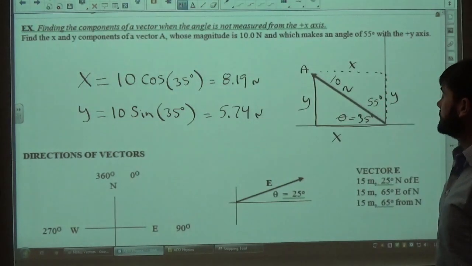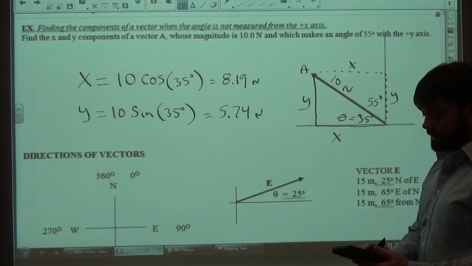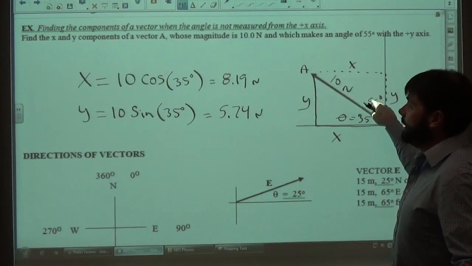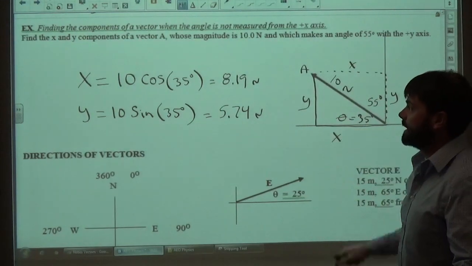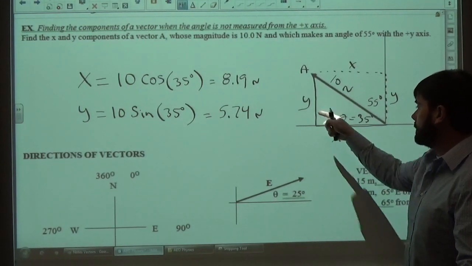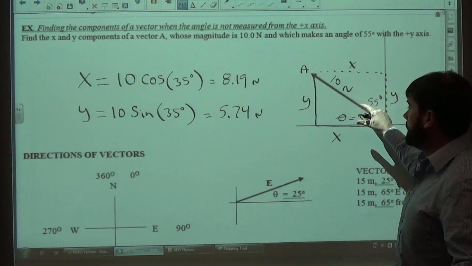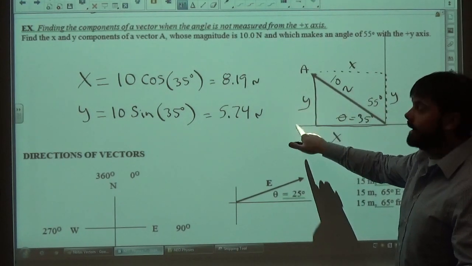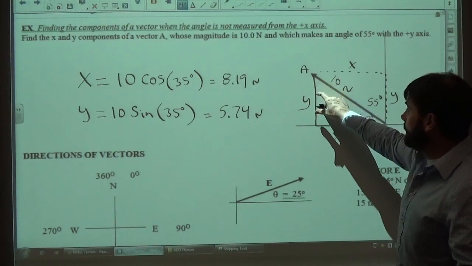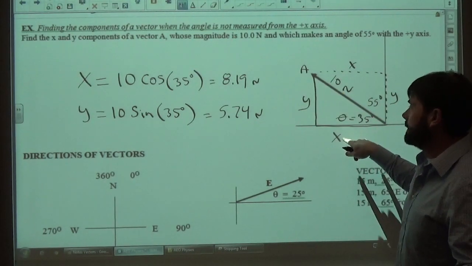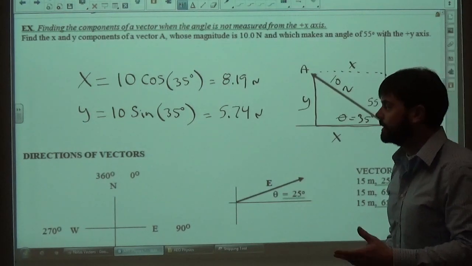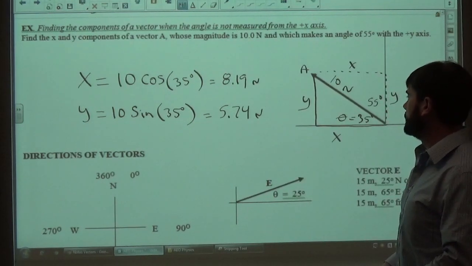It's always a decent idea to at least check to make sure your answers make relative sense. If your hypotenuse is 10, we know that these two legs have to be less than 10. And out of the two legs, if the angle is less than 45 and you're on the opposite end of that, for example y, I know that this value is going to be smaller than this value.